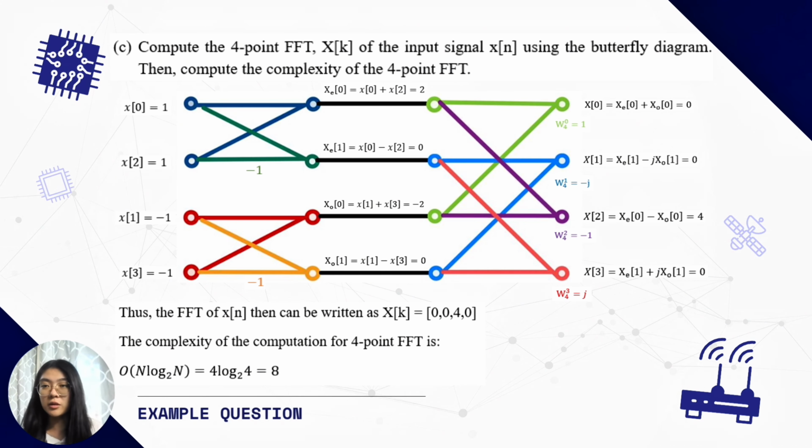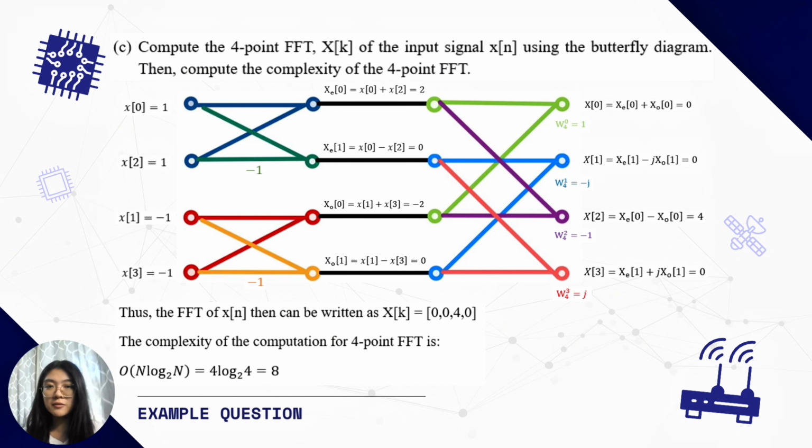After that, we will compute the 4-point FFT X[k] of the input signal x[n] using the butterfly diagram, then compute the complexity of the 4-point FFT. From the butterfly diagram below, we first separate the signal into even-index samples and odd-index samples. The even samples are x0 and x2, while the odd samples are x1 and x3.